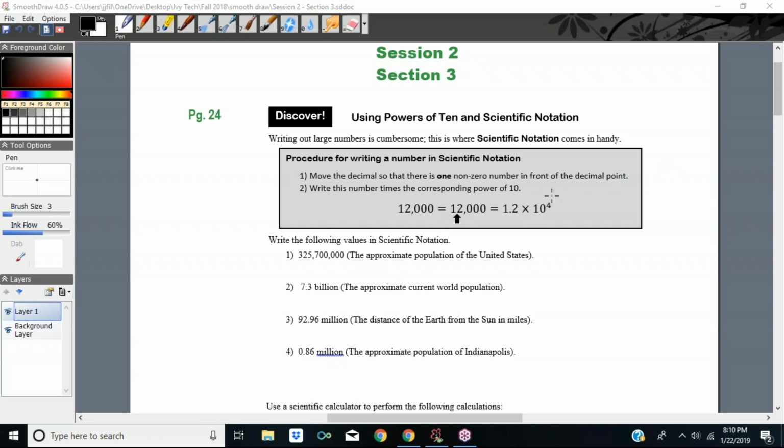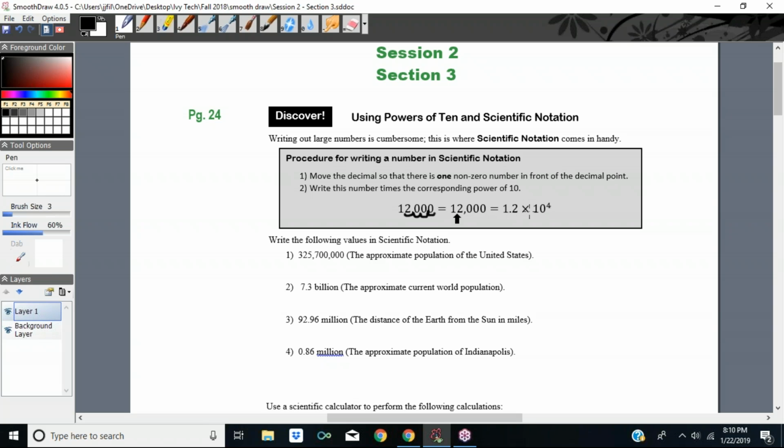So in the example here, the number 12,000, if a decimal point's not written in the number, it's at the right-hand side. So we move the decimal 1, 2, 3, 4 places to the left to get one non-zero digit to the left of the decimal only, and it becomes 1.2. And since we move the decimal 4 to the left, we're going to put a power of 4.